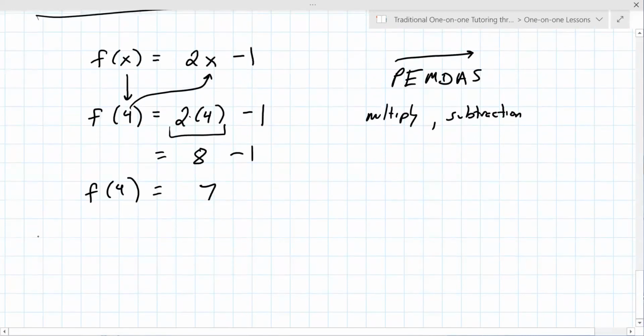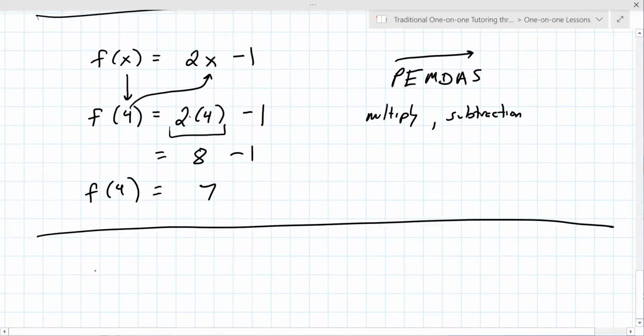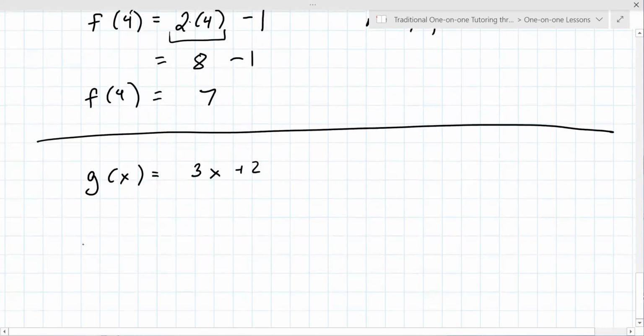All right, let's try another one here. So I'm going to give you a function, g of x now. And it's 3x plus 2. And I want you to find g of 5. All right, okay.